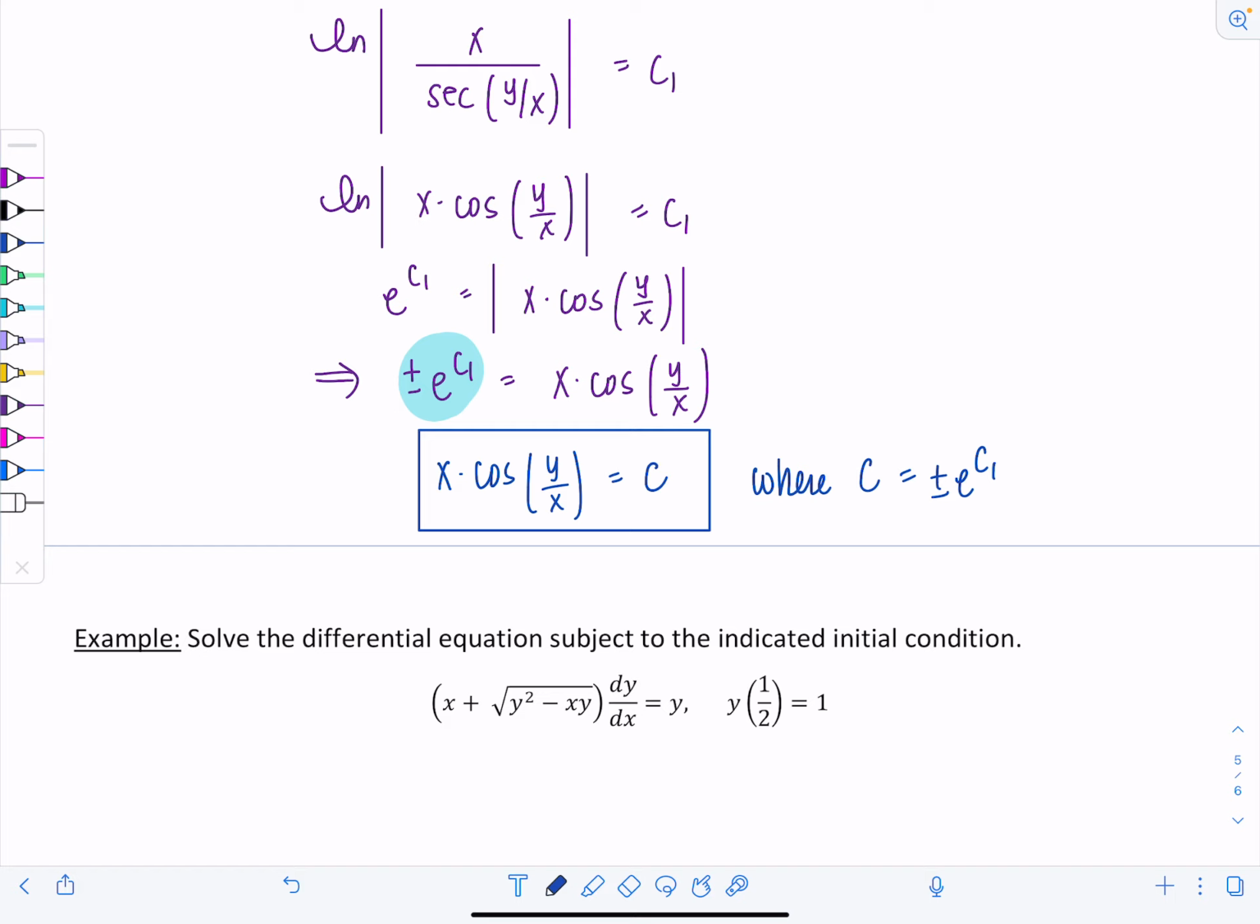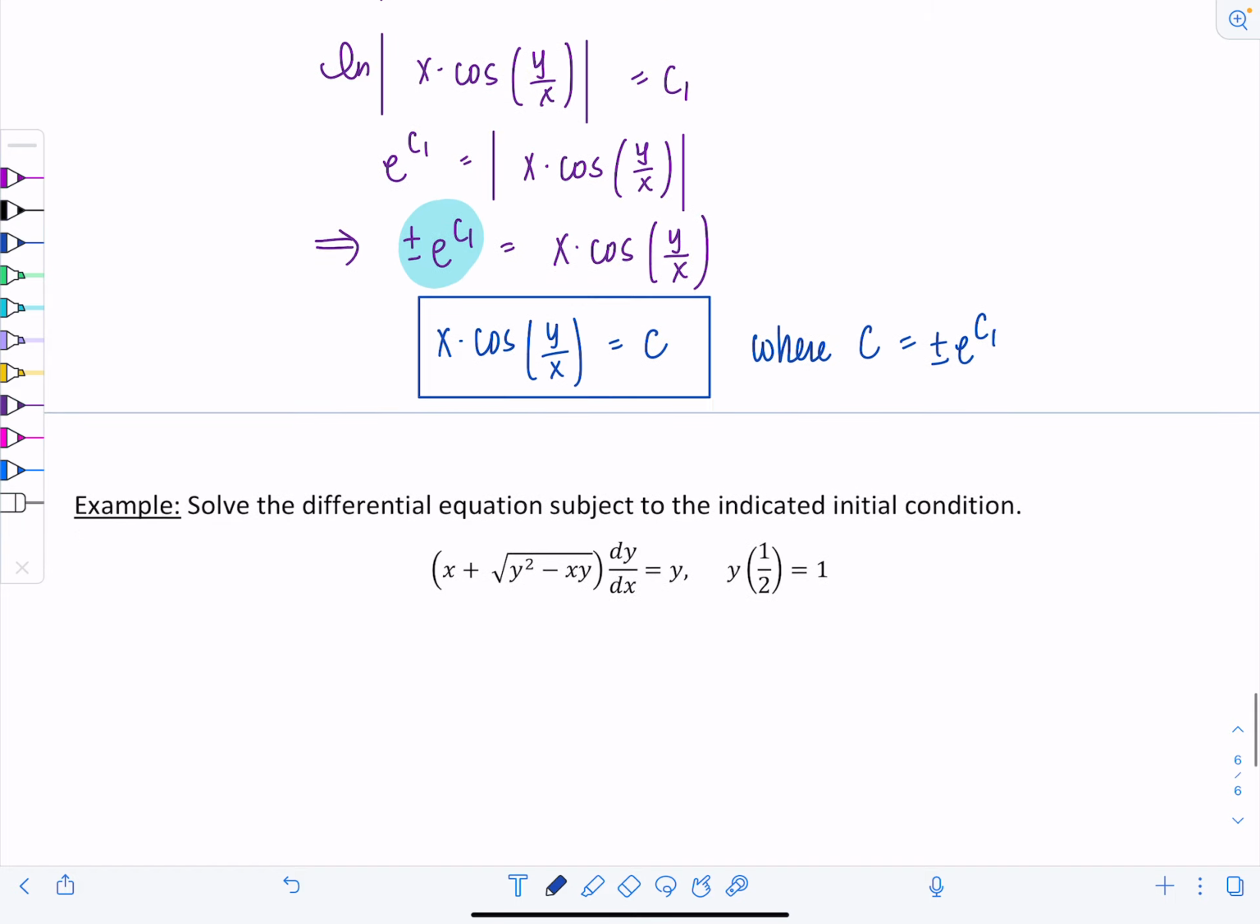All right, very good. How was that one? Favorite one of the day? I got one more for you. We're going to solve a homogeneous differential equation with an initial condition. So we're going to solve for the constant c.